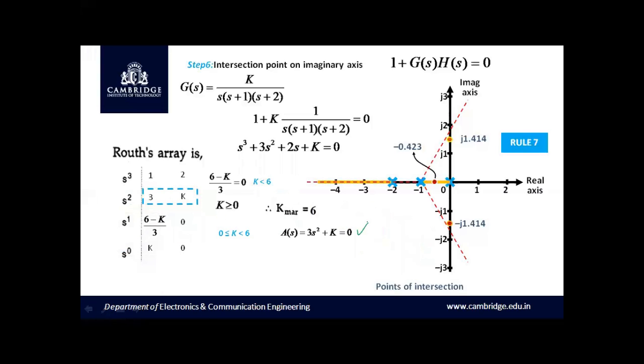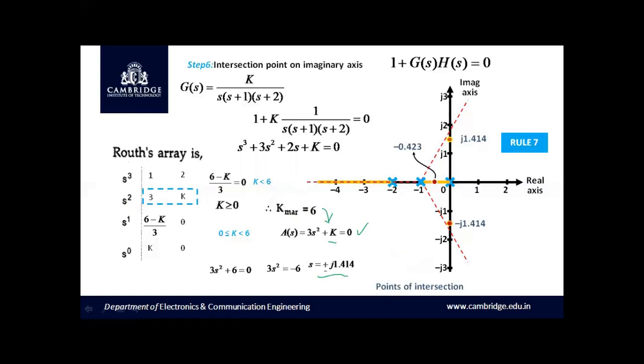Once after representing the auxiliary polynomial, we can simplify this by substituting k is equal to 6 in this expression. Hence I get 3s² + 6 is equal to 0. By solving this equation, 3s² will be equal to minus 6, so s will be equal to plus or minus j 1.414.